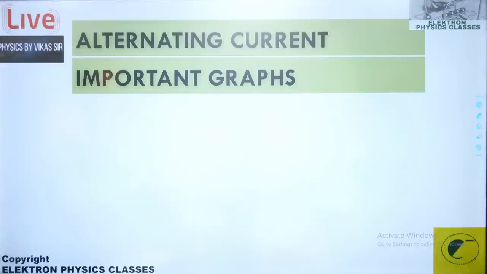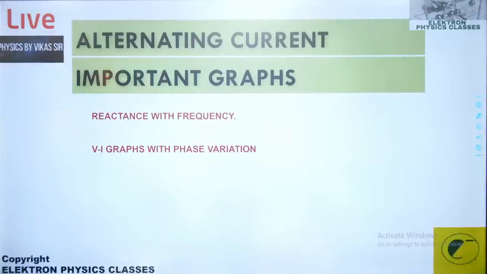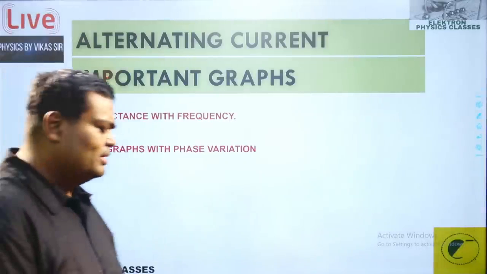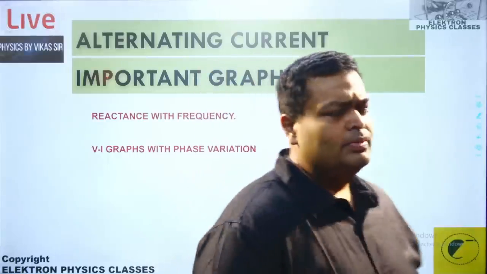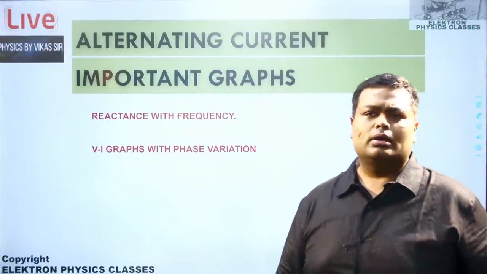The first of the important graphs in this is the reactance with the frequency, right? The XL graph and the XC graph. Then the VI graphs of the different combination circuits, LR, RC and LCR circuits, in which you show who is leading whom, right?